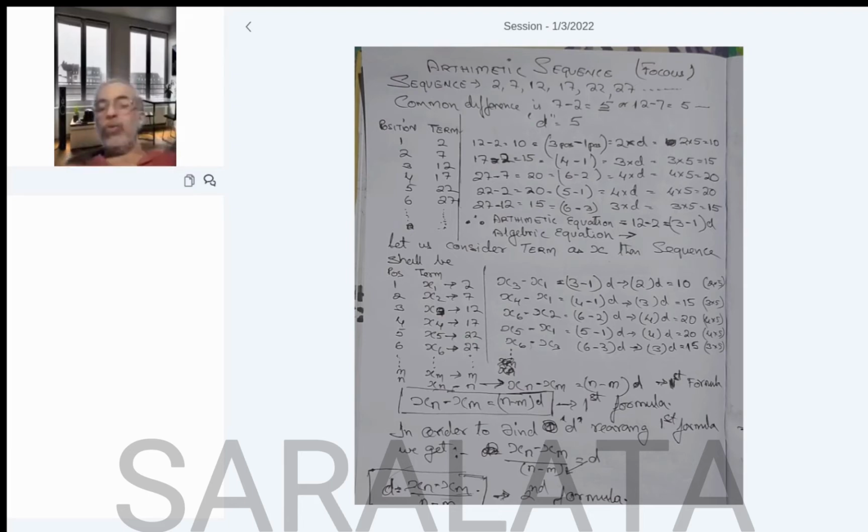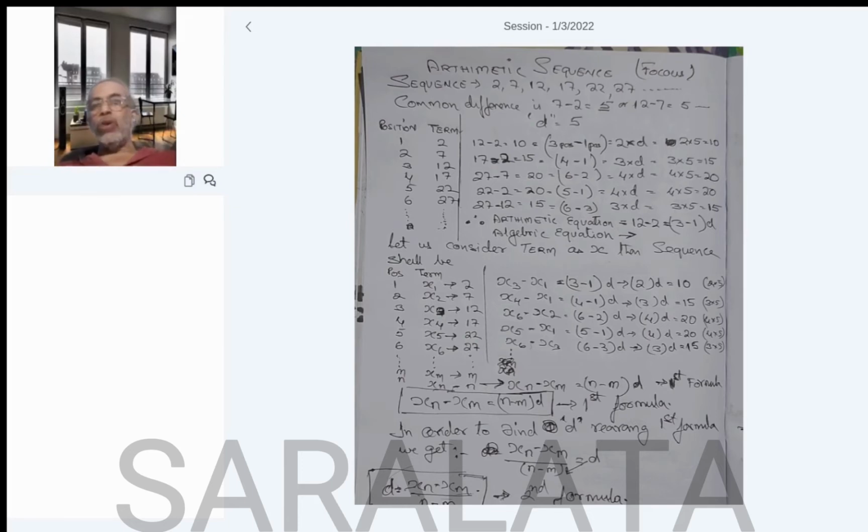Right? So when I put the value of x3 and subtract the value of x1, I get a difference of 10. Right? Now when I look into it, what I'm doing is the third position, x3, minus the first position, the 3 minus 1, is 2 into D. And the common difference D becomes 5. So that becomes 2 into 5, which is equal to 10. So both the positions match.